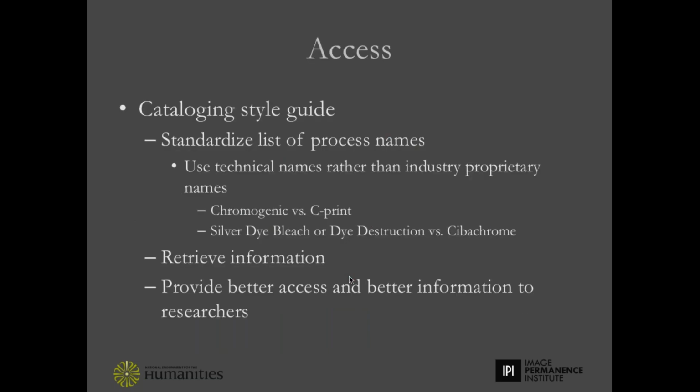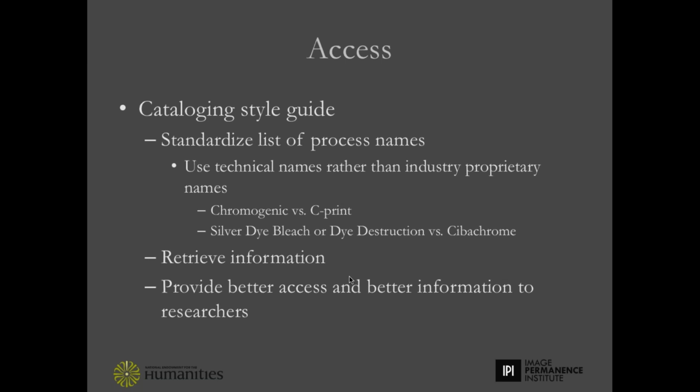Okay, so to sum all of this up, creating a cataloging style guide with a standardized list of process names is really important. Make sure that you use the name that describes the process and not the product. For example, chromogenic instead of C-print, silver dye bleach instead of Cibachrome. Many processes have several synonymous terms that are totally acceptable. So, for example, dicoupler print and chromogenic are synonymous, as are albumin and albumin silver print. I say just pick one term and stick with it, right? That's the point of creating the style guide. Pick one and stick with it.